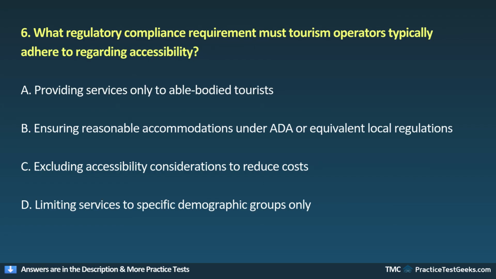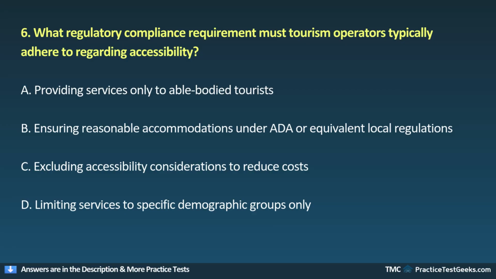6. What regulatory compliance requirement must tourism operators typically adhere to regarding accessibility? A. Providing services only to able-bodied tourists. B. Ensuring reasonable accommodations under ADA or equivalent local regulations.